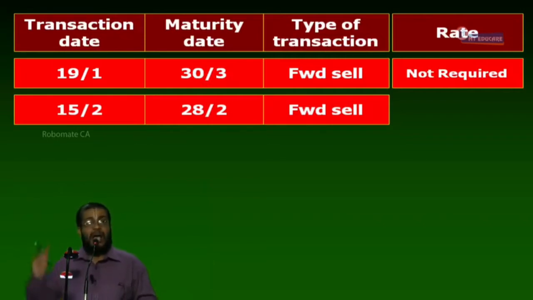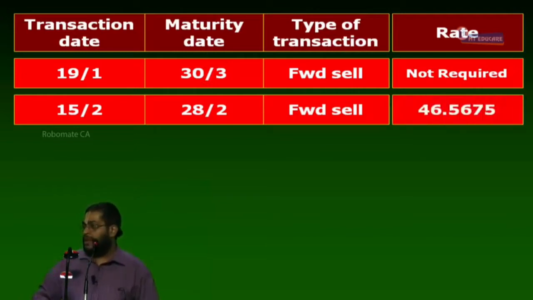Now tell me, what is the spot bid rate? 46.5025. Yes or no? To this I should add how much? 0.0650. Take the calculator, add and tell me how much it is. 46.5675. Please note it down: 46.5675. If for revision's sake you want to know the calculation, you can write in brackets how I got the number: 46.5025 plus 0.0650. That's only for your convenience.